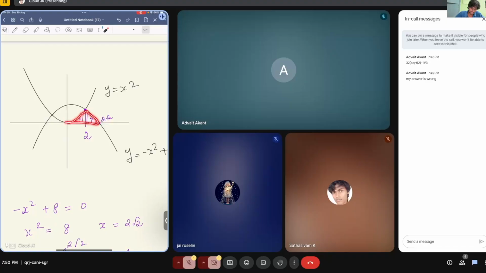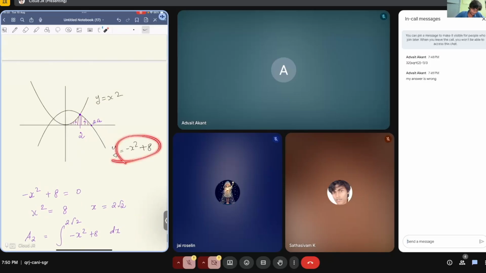what you do is you split the area, find this one under this curve, and find this other area. This is a different curve, right? So when you want to find this area, you have to look at this curve. But when you want to find this area, you have to look at this particular curve. Okay, they are different curves.